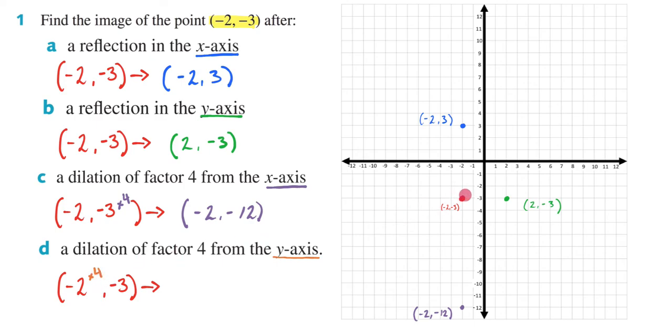So as we come here, here's our original point, and we're dilating it a factor of 4 from the y-axis, which means it's going to move this way, and, whoops, I didn't even write the point in. So this new point is going to be -8, -3. So my new point will be -8, -3, it will be here. So now I come and write the point in, -8, -3, there we go. Hopefully this video was helpful in answering question 1.